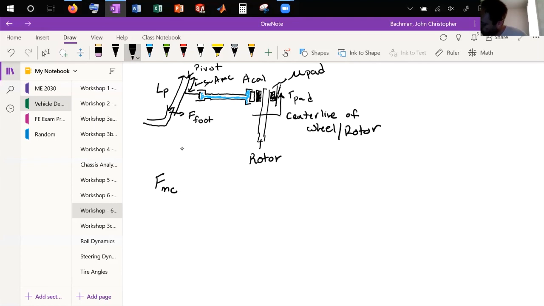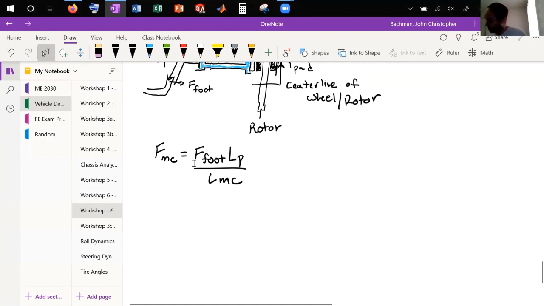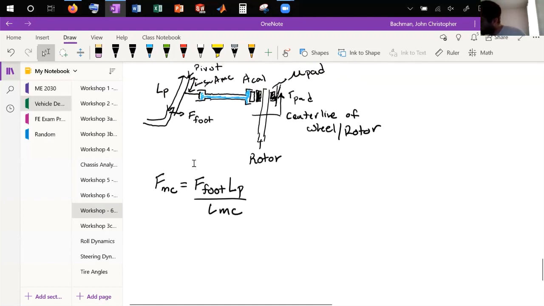So MC for master cylinder. And that's just going to be the force of the foot times the length of the pedal over the length of the master cylinder, right? And that just has to do with the fact that you're pushing at a distance further away. And so this basically just says the moments, right? We did a sum of the moments, assuming it's in equilibrium, to get that. Hopefully you've done enough engineering at this point that that's not super shocking.